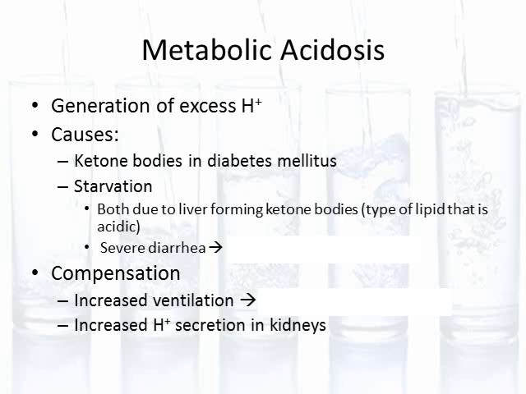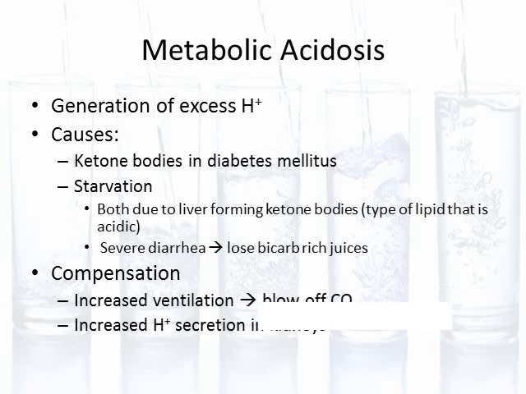Okay, so the causes can be ketone bodies in diabetes mellitus, which we'll talk more about later. Starvation can also do this, due to the liver forming ketone bodies, or severe diarrhea can do it. If we have severe diarrhea, we lose all of the bicarb-rich juices that come from the pancreas, and so we're getting rid of too much bicarbonate, and that leads to acidosis. So the way the body deals with this is, one, by increasing ventilation. This would blow off CO2 and increase our pH, and the kidneys also fight to secrete more hydrogen.